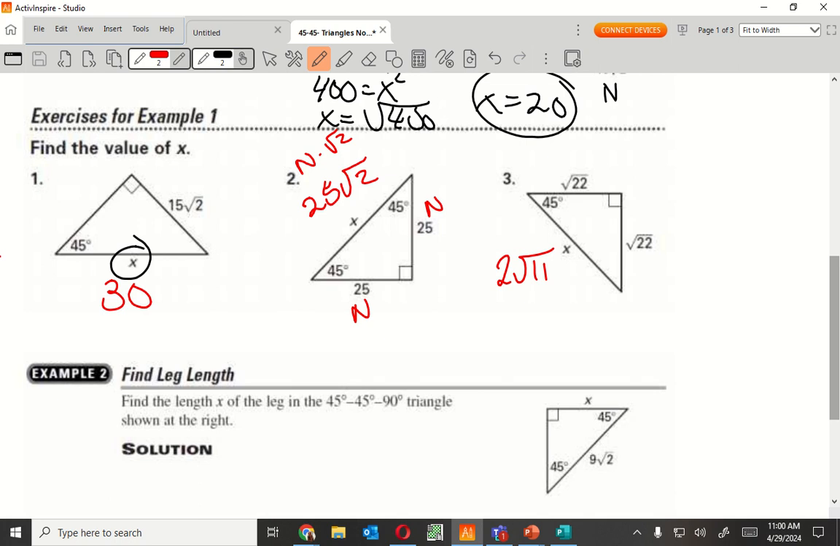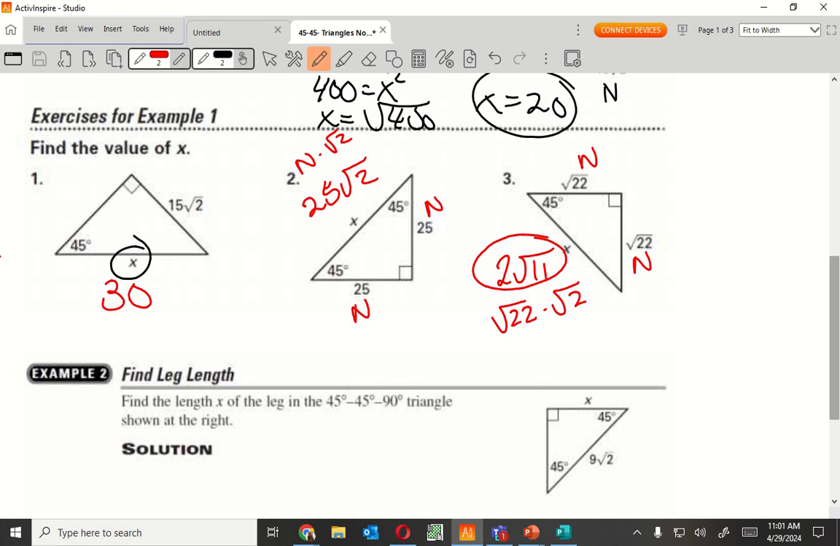Just put them together. Okay? This one right here, n, so it's just going to be square root of 22 times the square root of 2. And if you plug that in the calculator, your calculator is going to give you this answer right here. Does that make better sense?